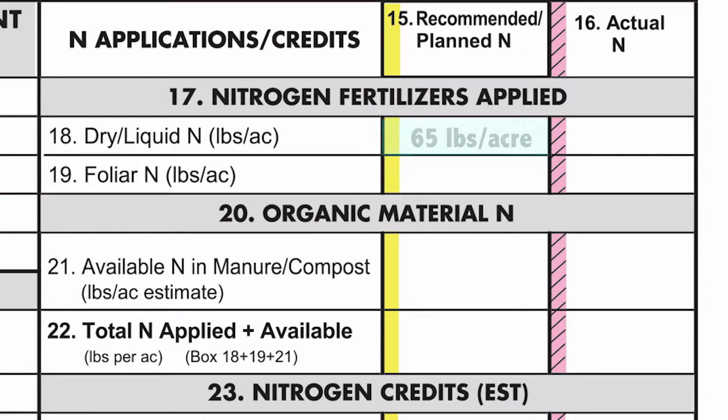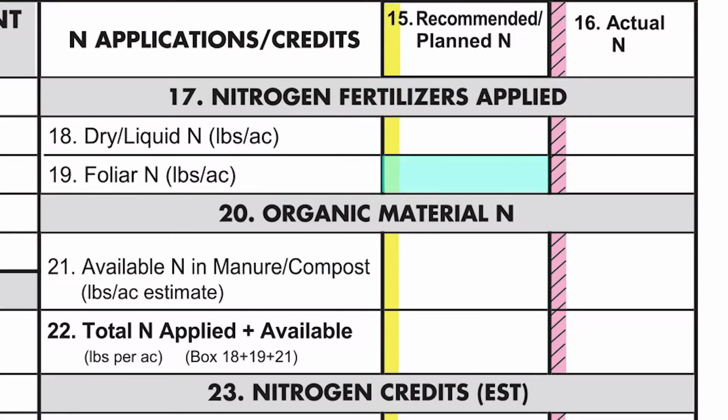Enter the pounds per acre of nitrogen you plan on applying via dry or liquid fertilizers here. It's important to note that you're not supposed to record the total amount of fertilizer per acre here, but the amount of nitrogen per acre contained in that fertilizer. If you are using a fertilizer that is 10% nitrogen and you are using 100 pounds of fertilizer, you are applying 10 pounds of nitrogen, not 100 pounds. Also, if you're not applying any fertilizer, enter 0.